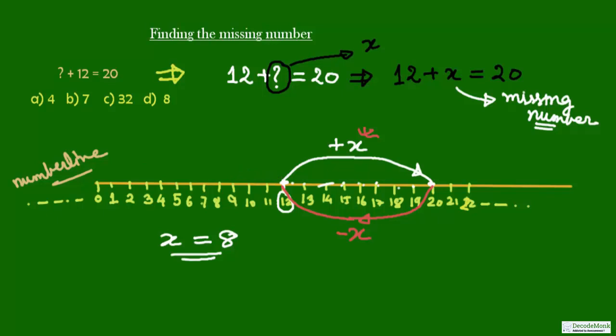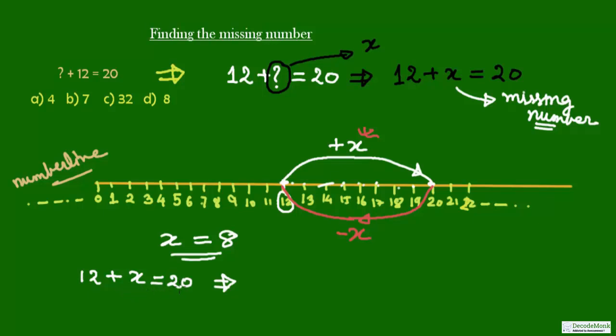But how can we solve this without drawing the number line? Because in an exam it's not possible to draw number lines if the numbers are very big. So how to do such problems? This illustration on the number line is for understanding's sake, but to solve such problems you have to follow this rule. Follow the rule I am now discussing.